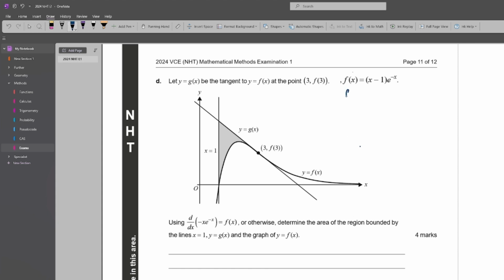F of 3. 3 minus 1 is 2. E to the negative 3. So that's 2 on e cubed. So this is the point (3, 2 on e cubed).